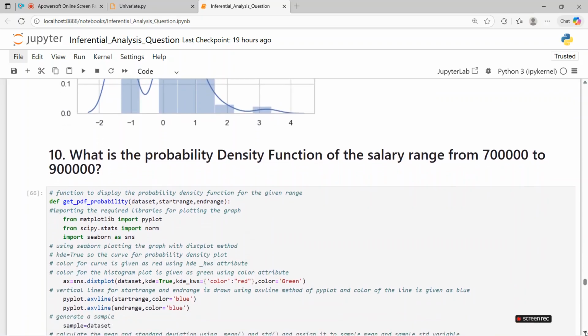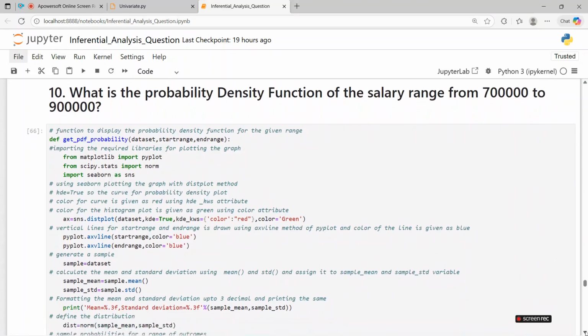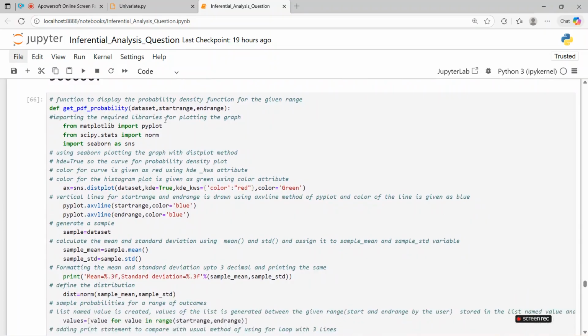So the next question is, we need to find the probability density function of the salary range from 7 lakh to 9 lakh. So for this we have a function. We have written a function here, get_pdf_probability. We are passing the data set, start range, end range. Here the start range is 7 lakh and end range is 9 lakh. So now we are importing the libraries for plotting, matplotlib and Seaborn, and from scipy.stats we are importing norm. Here we are finding the probability value with normal distribution.